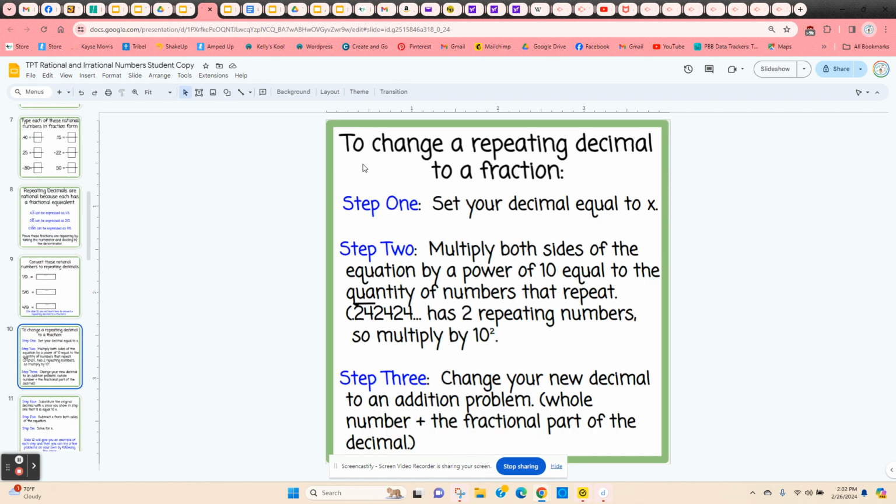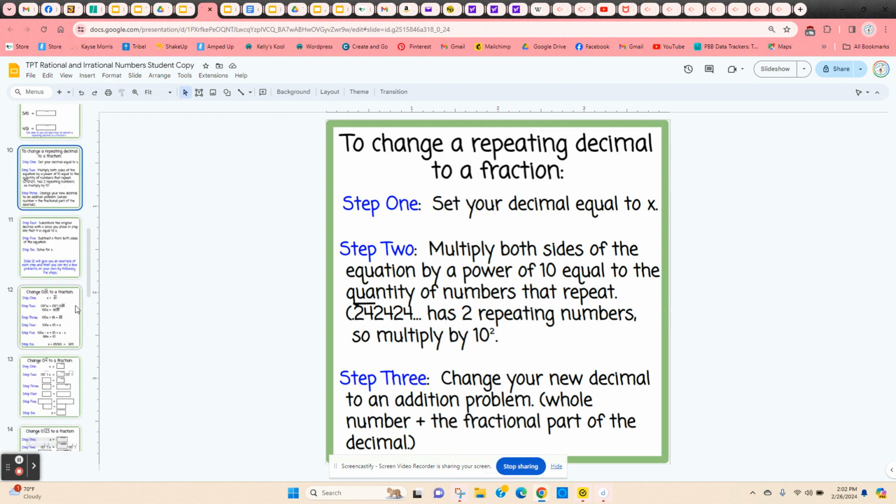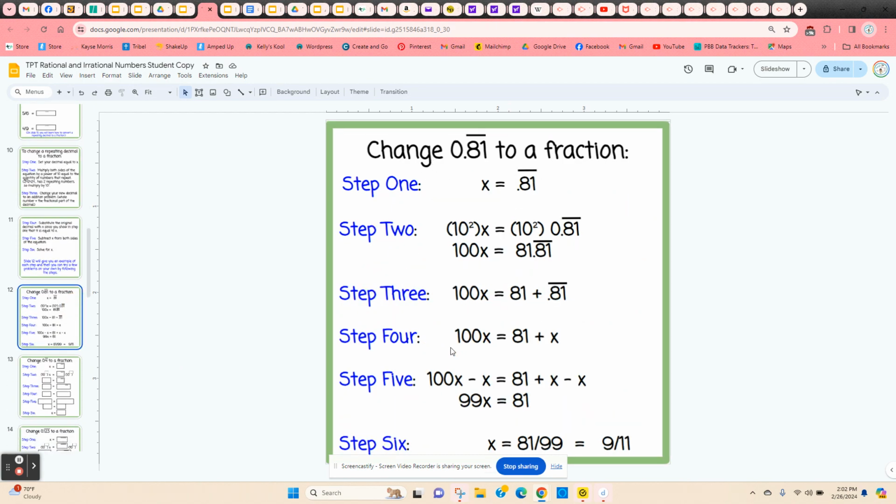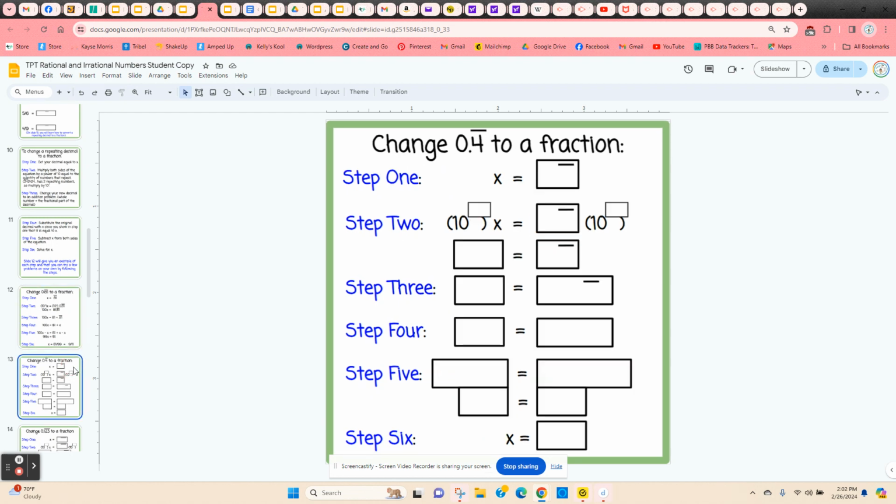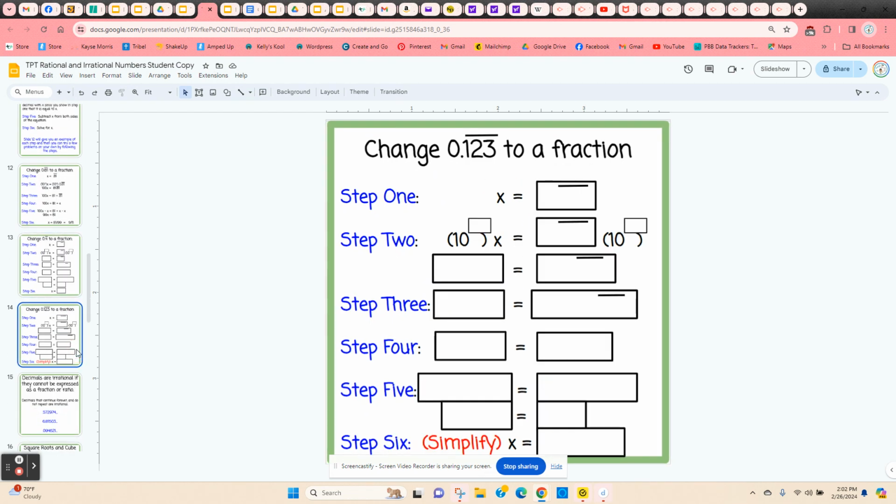And then they're going to be shown how to change a repeating decimal to a fraction. There are several steps, so this is a little bit tricky. So you want to go through the steps with the students. And then here's an example of how that works, following the 6 steps. And then they're going to do 2 on their own.